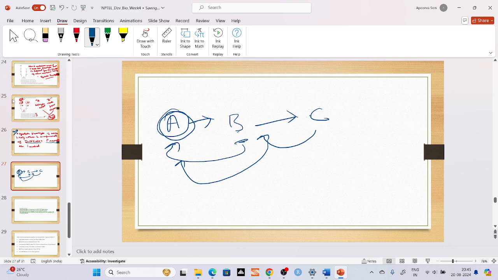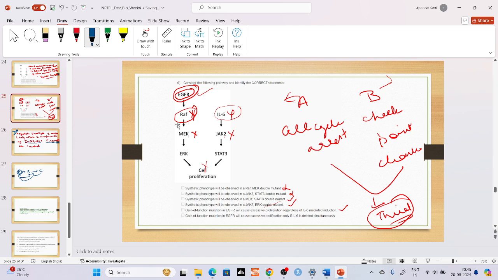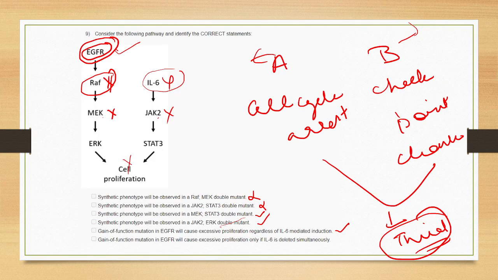So a similar concept applies here also. EGFR is the uppermost molecule. It's the first molecule, so it is not dependent on IL-6 function. Whether it is a positive dependence or negative dependence, that is not the question. So this option would be incorrect. So of these options, if this is A, then B, C, D, and E options are correct.